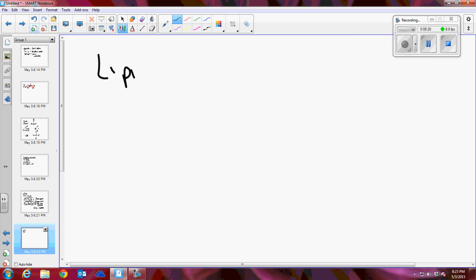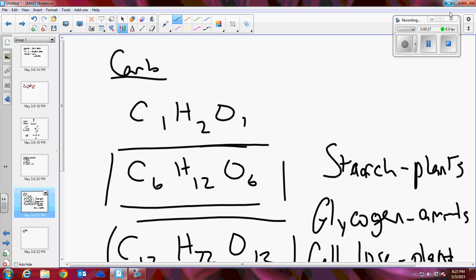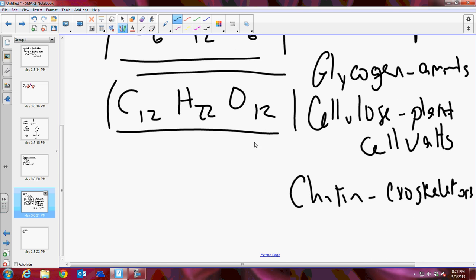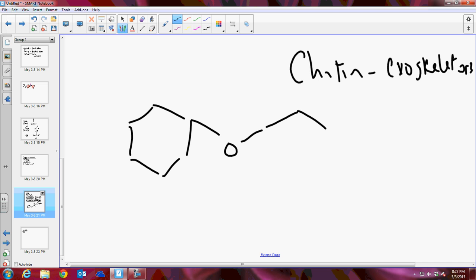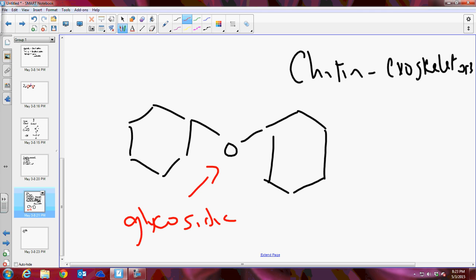Next is lipids. And lipids, real quick, carbohydrates: the monomers, monosaccharide, the polymers, polysaccharide, obviously, and the bond that joins between two glucose molecules, it's one of those fun words, is called a glycosidic linkage. All right, it's a covalent bond.